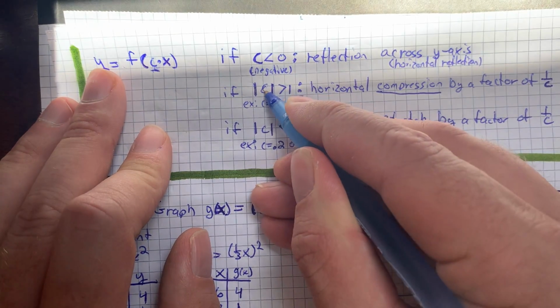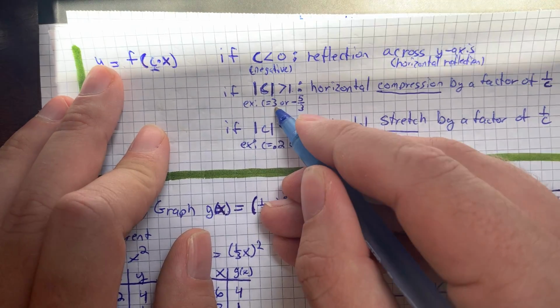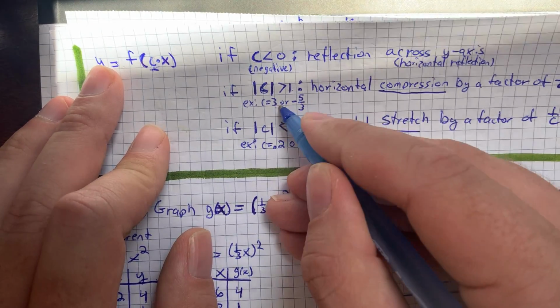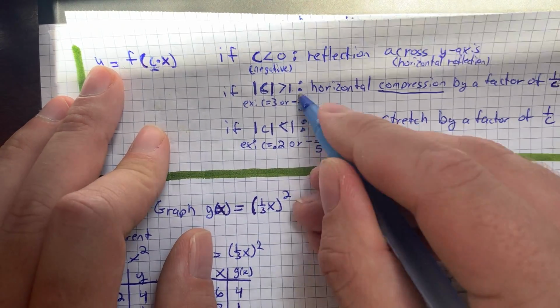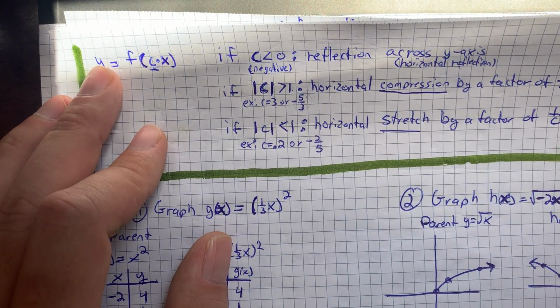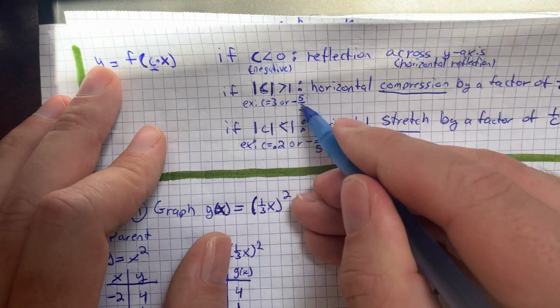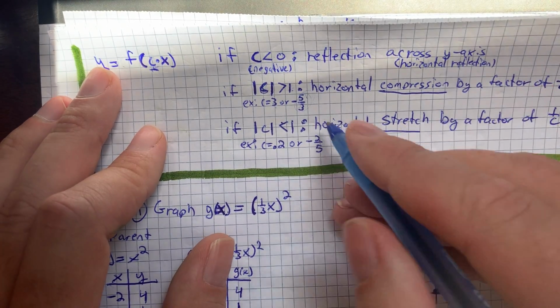If the absolute value of this number is above 1, again, we don't care if it's 3 or -5/3, these numbers both have an absolute value bigger than 1. Just because this is a fraction, it's still -1.66666. The absolute value of it is bigger than 1. And we don't care whether it's positive or negative for the compression or stretch part, we care about the size.